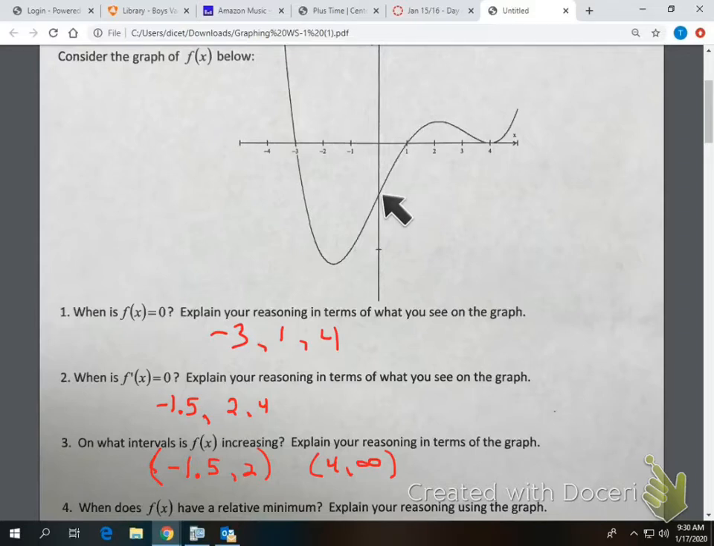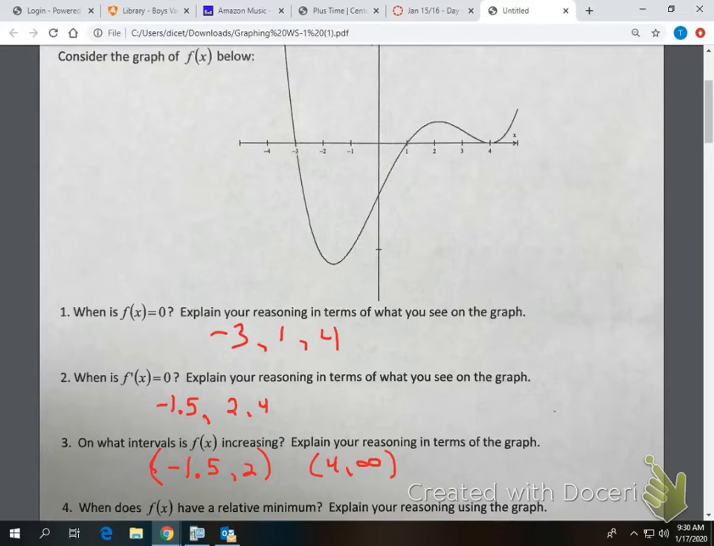Yes? Okay, then continue. Here's our curvature. Concave down. Boom, right here, point of inflection. See how it changes from concave down to concave up? So we have a point of inflection where? At 3. Okay.